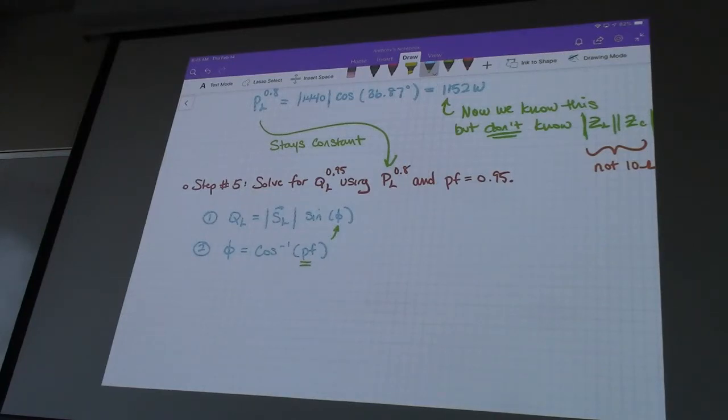And then third, we know that the magnitude of SL, the apparent power, will be equal to the real power divided by the power factor, which is good because we know this and we know this. So we could take this value and plug it in there.